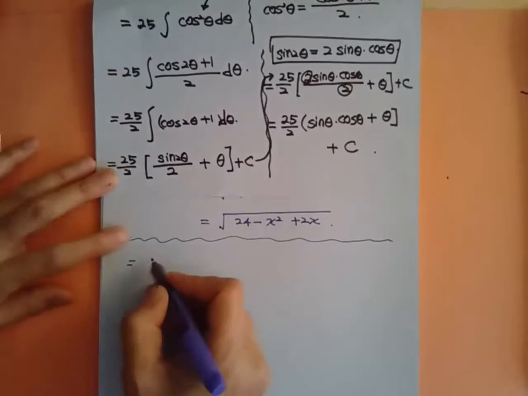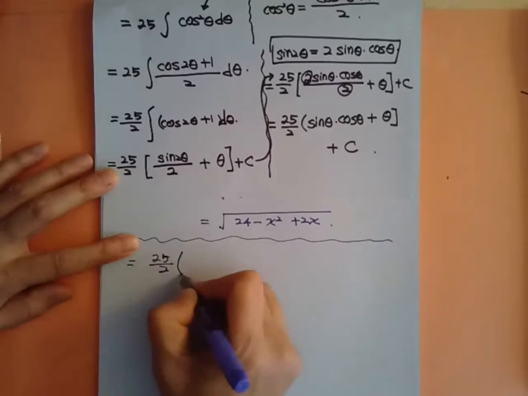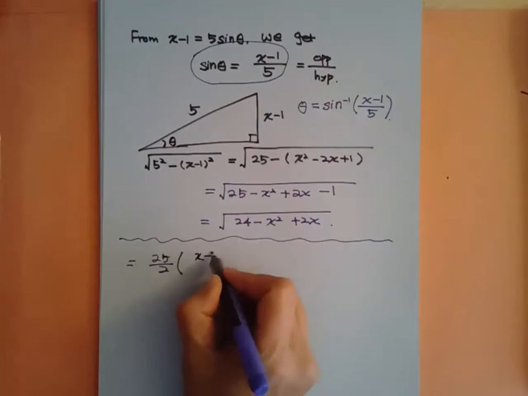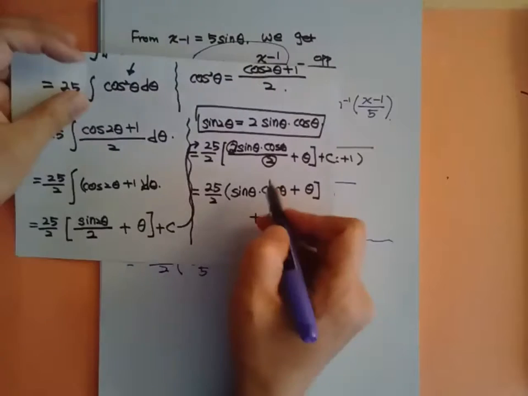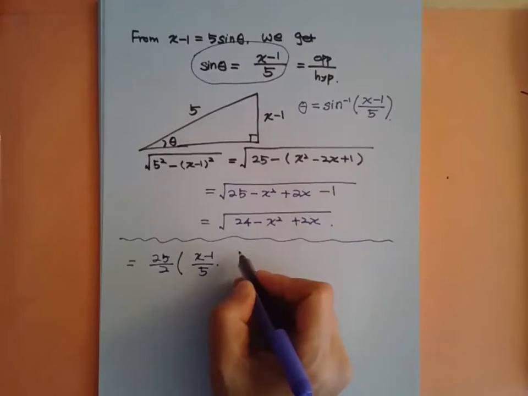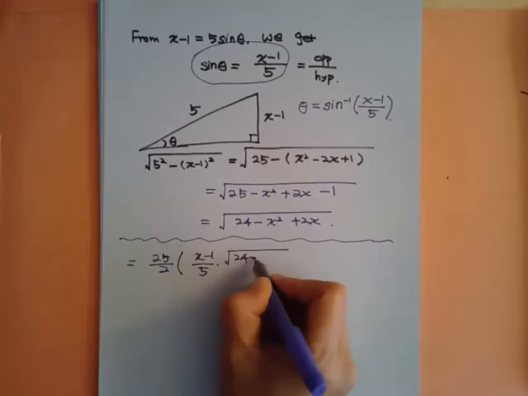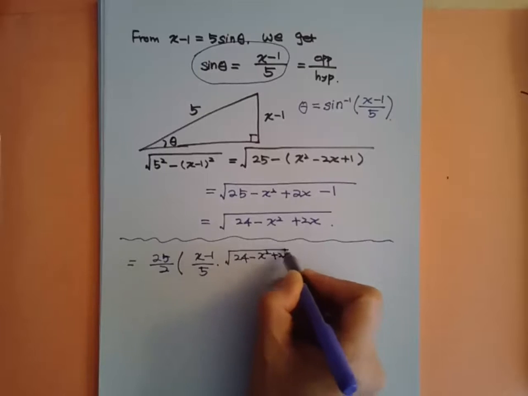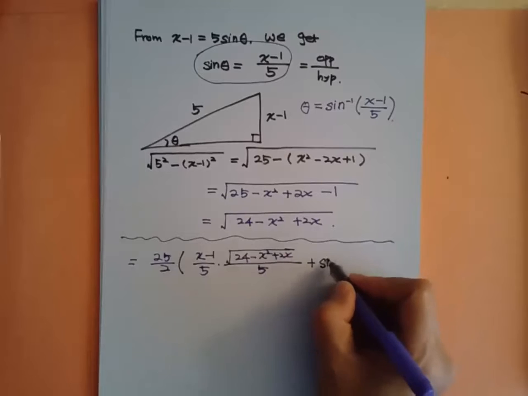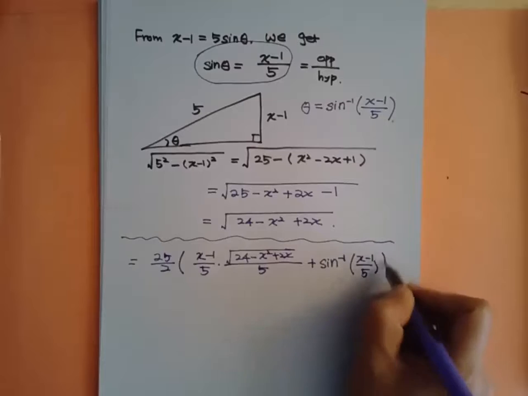So here we can do substitution. So 25 over 2 sine of theta is x minus 1 over 5 times, we have to write cosine of theta by looking at the right triangle. Adjacent over hypotenuse, so adjacent is square root of 24 minus x squared plus 2x over hypotenuse is 5 plus theta is sine inverse of x minus 1 over 5 plus c.